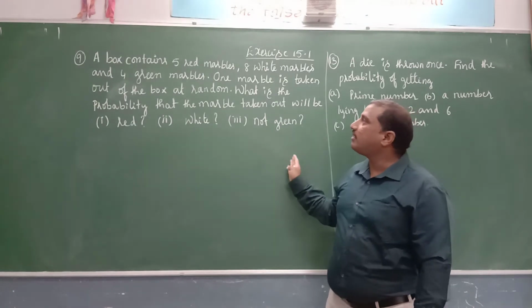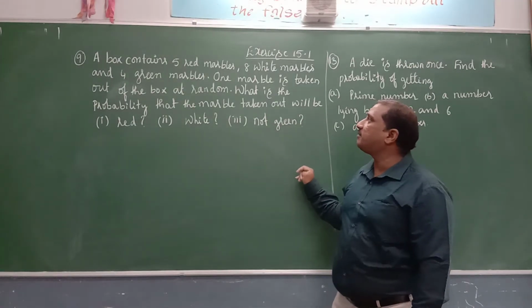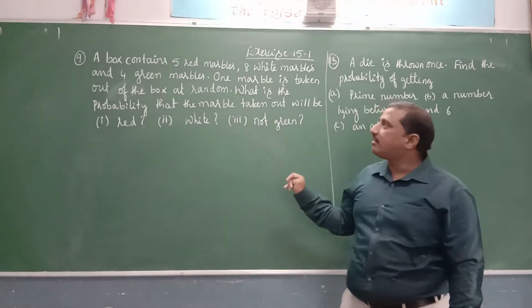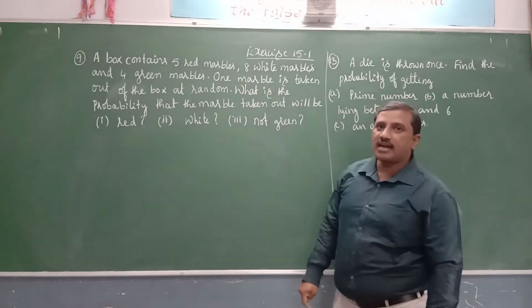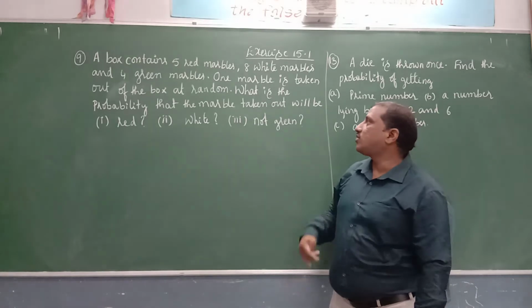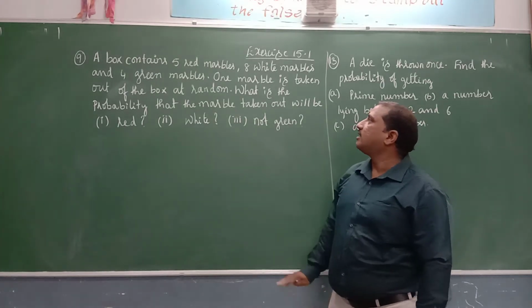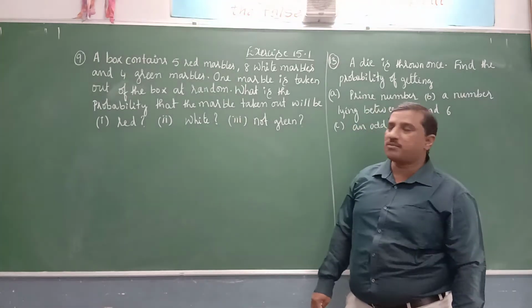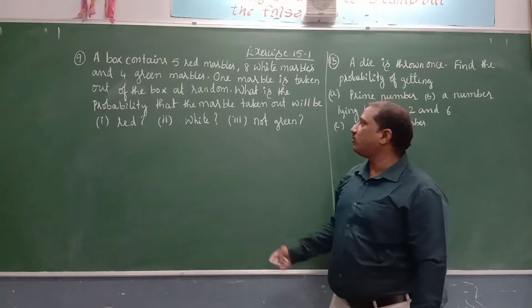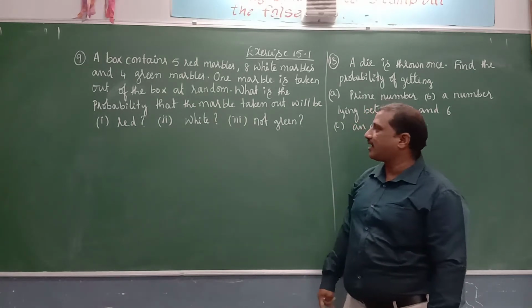So how many colored marbles are there here? 3 colored marbles are there. What are the 3 colored marbles? Red, white and green. Total how many marbles are there? 5 plus 8 plus 4, it is 17 marbles. Out of 17 marbles, 1 marble is taken out at random.